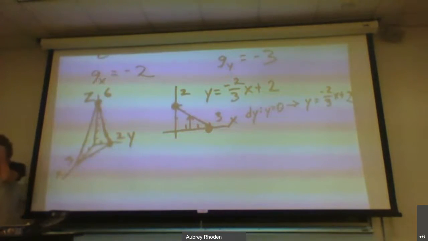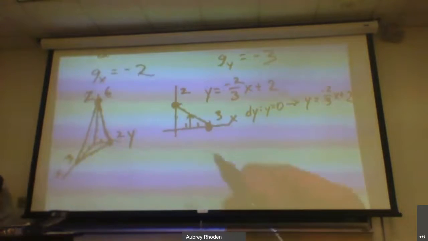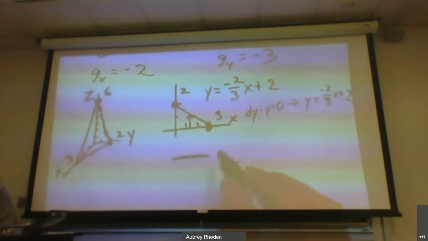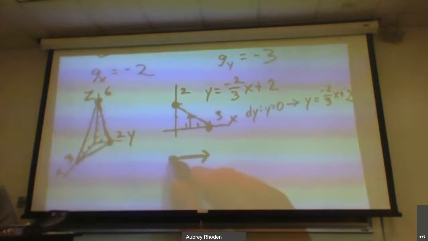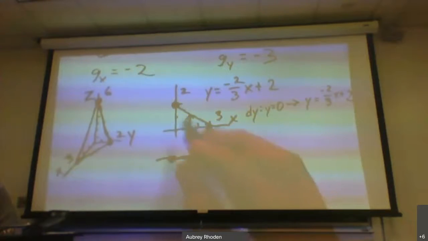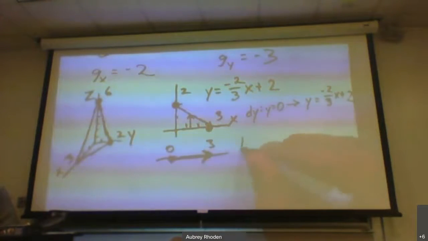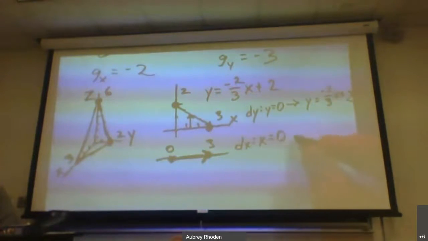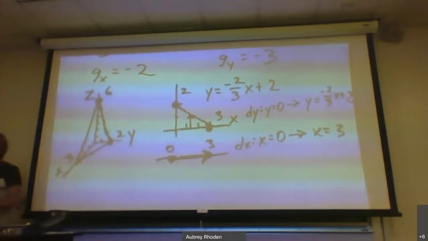And so then I have to consider, well, what is my dx direction? Now this switches to being a one-dimensional quantity. And so this guy is just going to go from 0 to 3. So dx will be defined as x equals 0 to x equals 3.